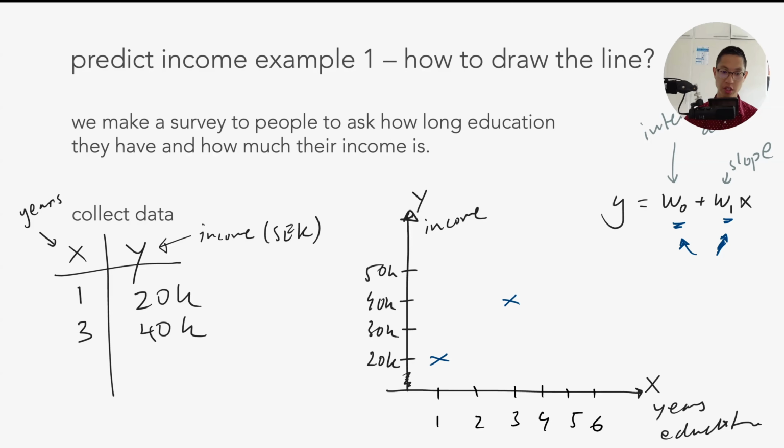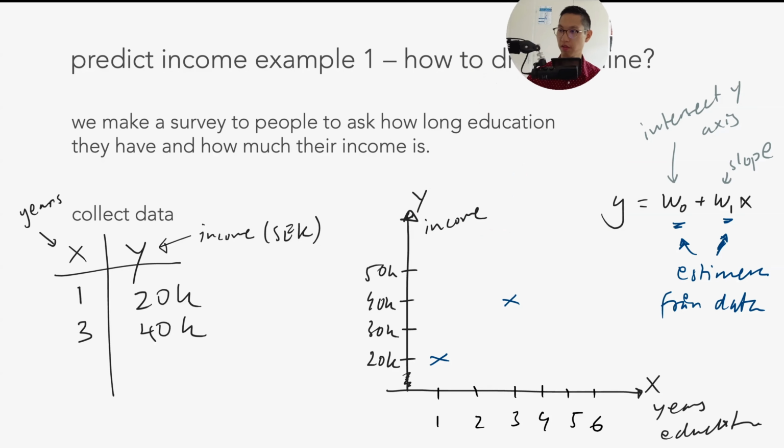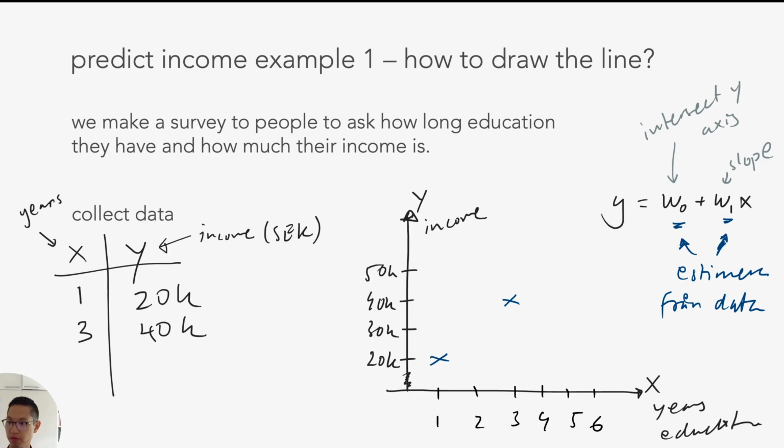Okay, W0 and W1, they could be estimated from the data. Let me move myself down here. Okay, you can see that these two, W0 and W1, we should estimate from the data. The data is here. We have X and Y.